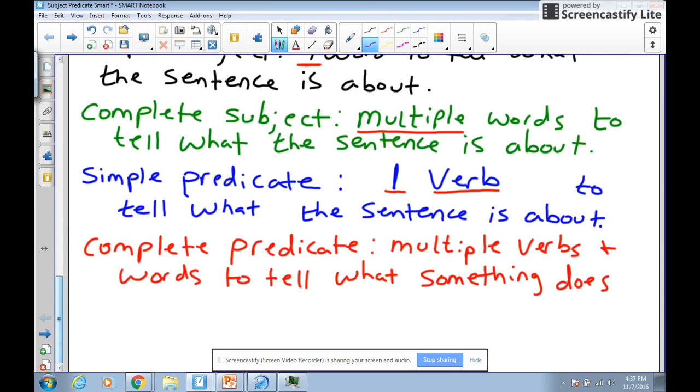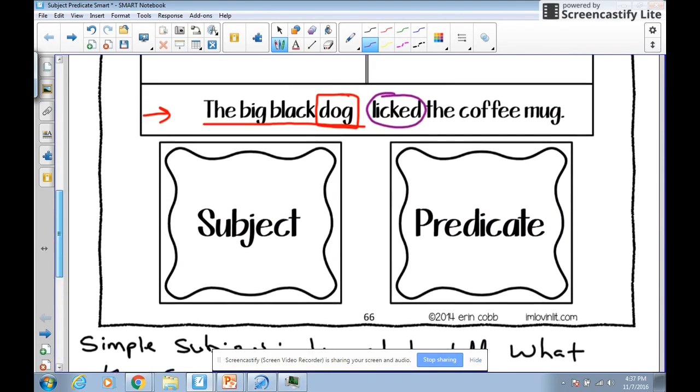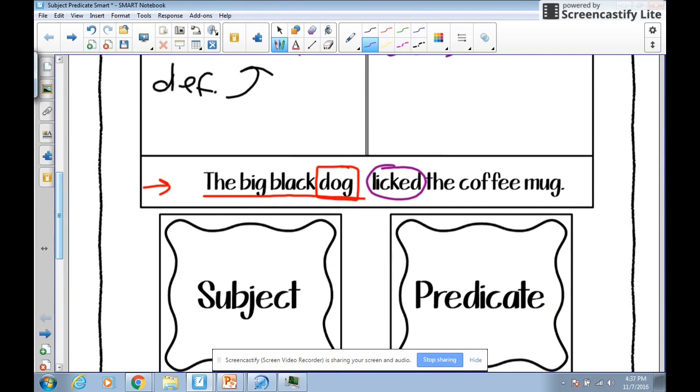Takes us to our last topic, which is complete predicates. Complete predicate is multiple verbs and words. So it doesn't have to be just a verb now. It basically starts with the verb, and anything after is a complete predicate. So when I'm looking for a complete predicate in this sentence, I look for the verb, which is licked, and anything after that, like the coffee mug, that is my complete predicate.